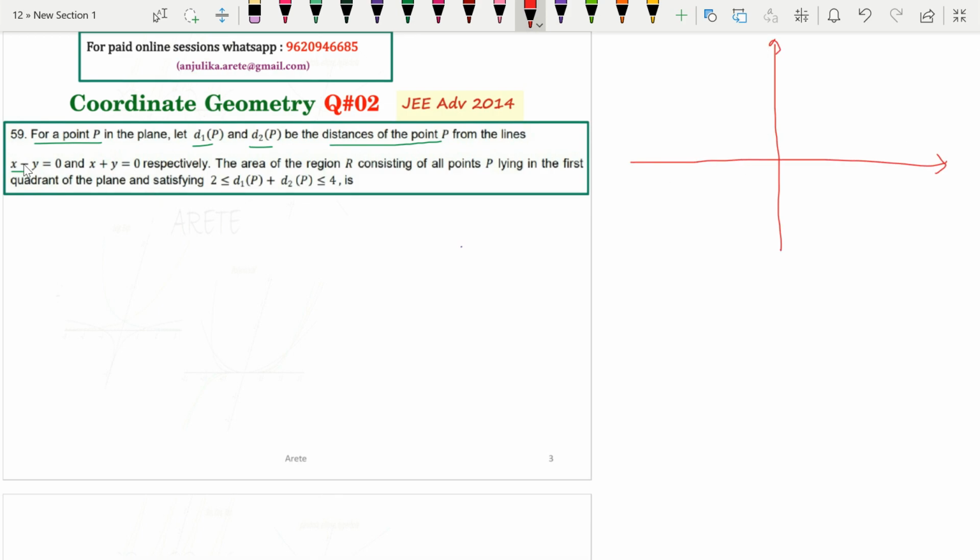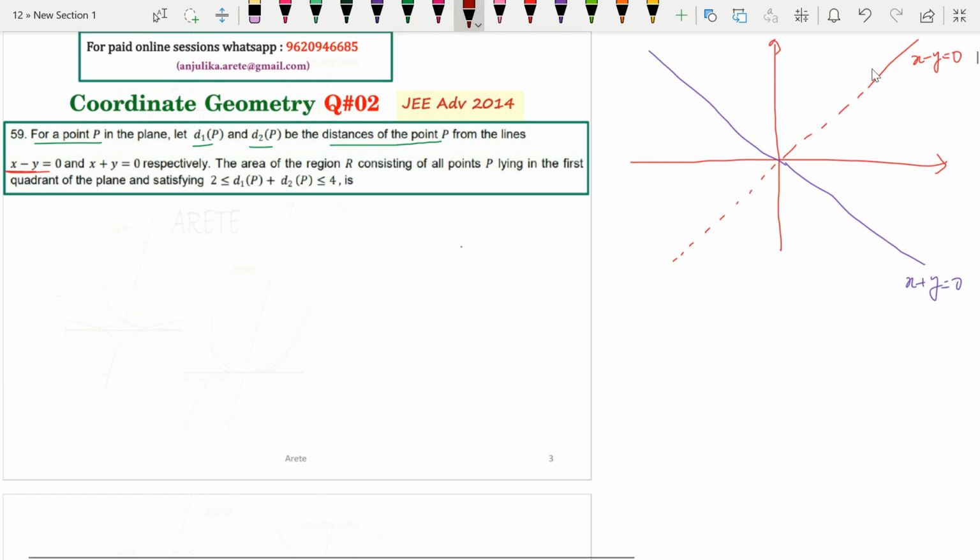Can you draw the first line? X minus Y is equal to 0. It's kind of Y is equal to X, isn't it? Slope is 1, passing through the origin. This is your first line, X minus Y is 0. Can you also draw your second line? Yes, the slope is negative 1. Let's draw it here, passing through the origin. This is your second line.